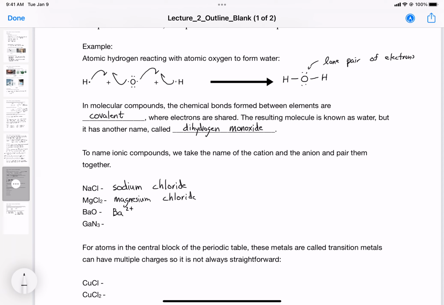Oxygen is in group 6, and it likes to gain 2 electrons to get an octet, because oxygen has 6 electrons, so it needs 2 to gain an octet. So it commonly forms 2- ions. So we call this barium oxide.